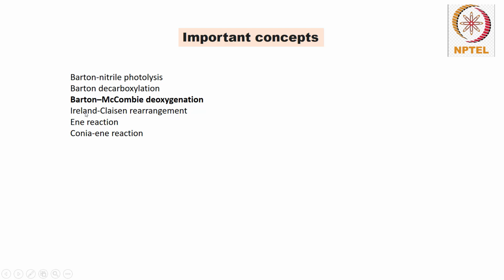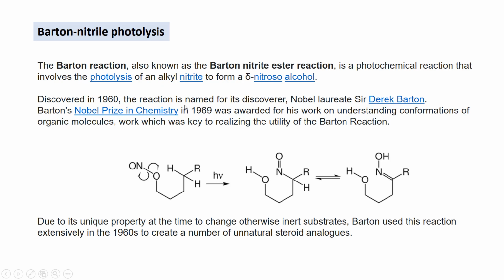Then we will discuss some [3,3] sigmatropic reactions like the Ireland-Claisen reaction. Here I haven't mentioned, but we'll actually discuss another two types of sigmatropic reaction, and then we will discuss the ene reaction. So let's start.